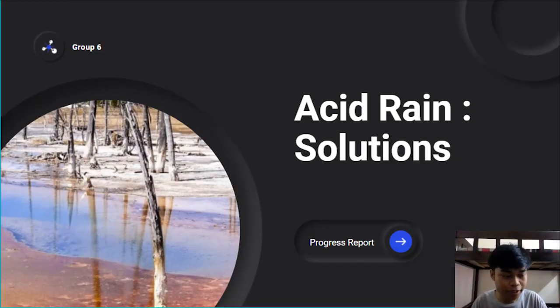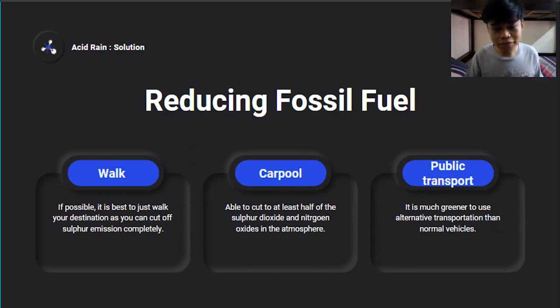So now we have already looked into how acid rain happens, and also the chemical reaction involved and the product formed from it. Now let's look into the solutions on how to stop acid rain. The first solution is reducing fossil fuel usage. As we all know, fossil fuel will undergo combustion and will release sulfur dioxide as well as nitrogen oxides in the atmosphere, which in turn cause acid rain. Examples of fossil fuel are diesel, petroleum, coal, and a lot more.